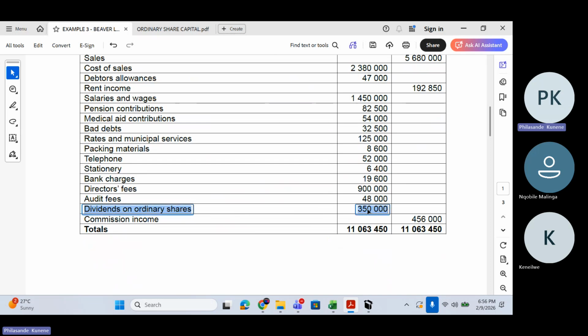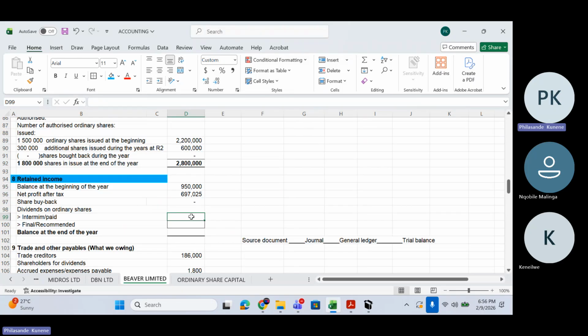We didn't take this into the income statement. It doesn't go there. So I'm going to have my 350,000 rands here as my interim dividends. Okay. Then the final or recommended. Sometimes interim dividends are called interim or paid, and then the final, we call it final dividends or recommended dividends. That's what we usually call it in our format.